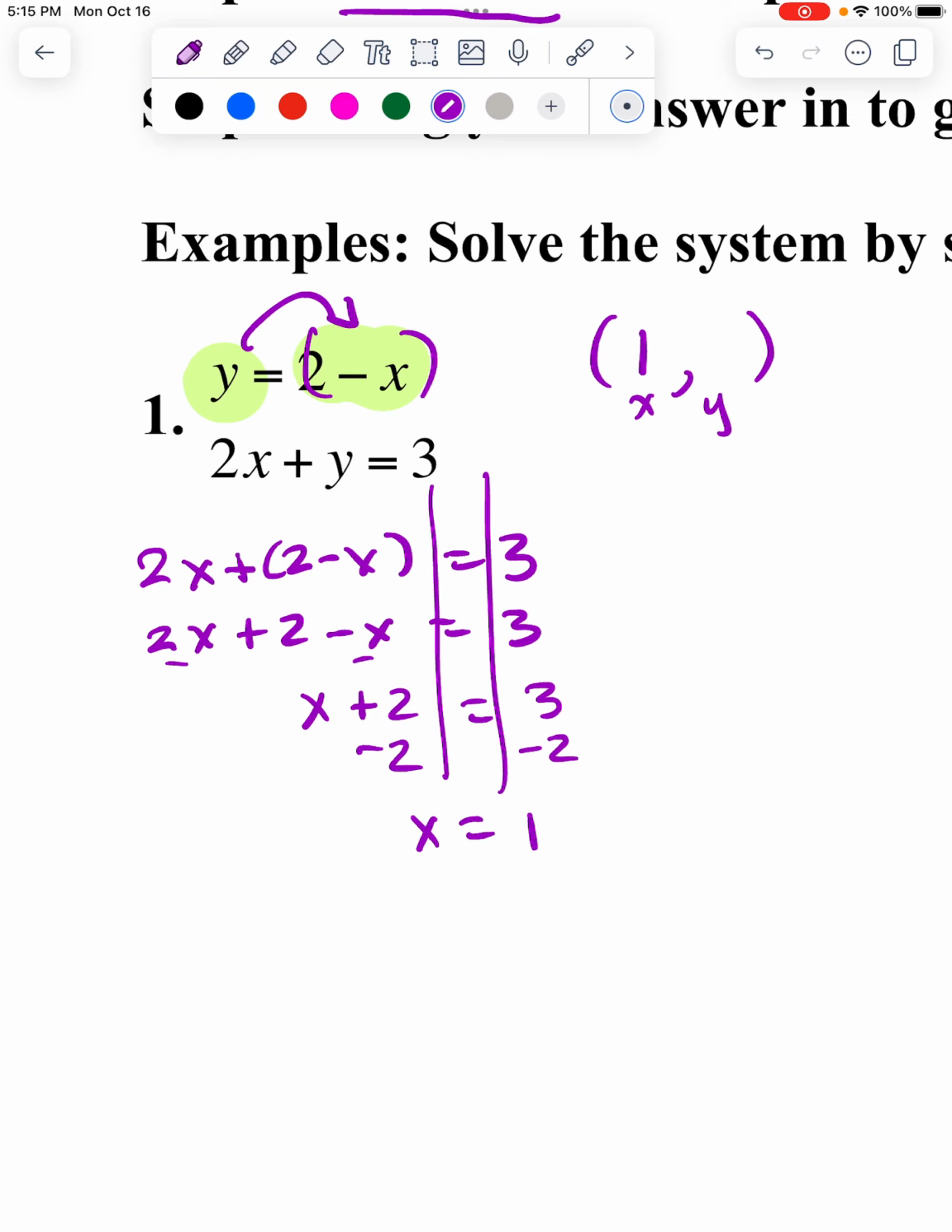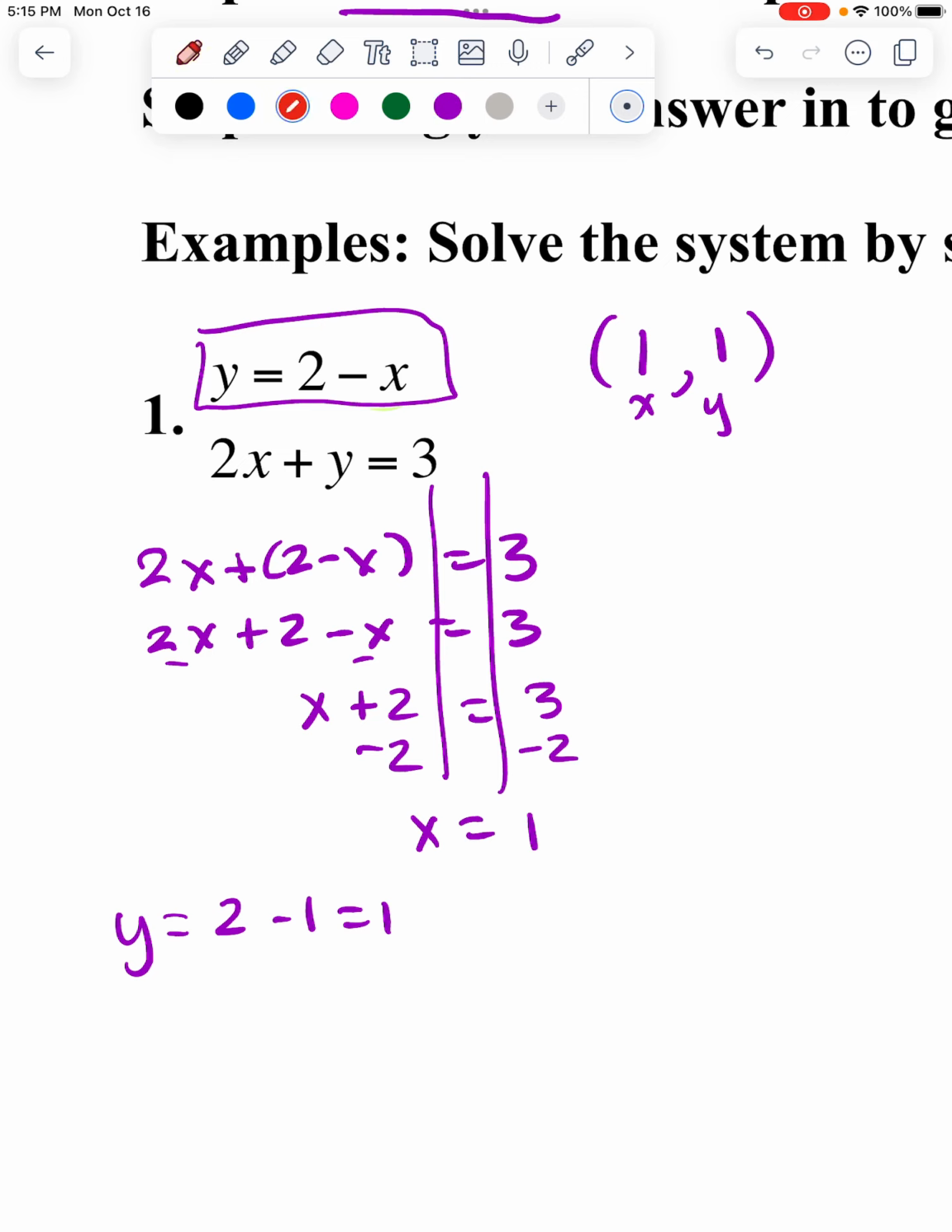Now that I have x, I can go back and plug it in to find y. And you can plug it in wherever you want, but it will be easier to plug it into this place where the y equals was alone, because then I simply put the 1 in where there used to be an x, and I actually find out that y is 1 as well.